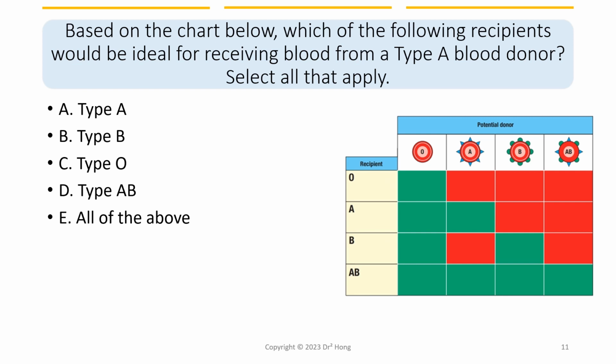Well, type A means it has type A antigens, and at the same time, it has anti-B antibodies. So, type A can go to type A for sure. How about AB? Yes, AB doesn't have any antibodies in them, so type A can also go into type AB as well.